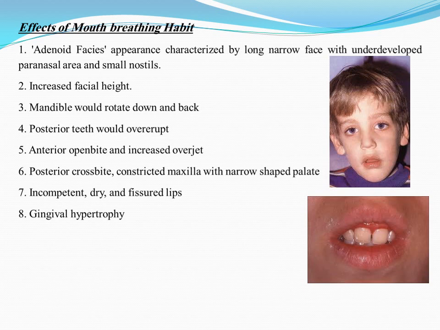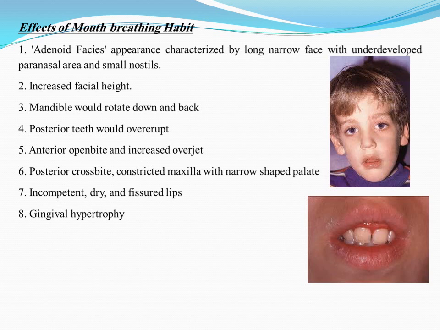The effects of mouth breathing habits. Number 1, adenoid facies. This appearance is characterized by a long narrow face with underdeveloped paranasal area and small nostrils. Number 2, increased facial height and long face. Number 3, the mandible would rotate downward and backward. Number 4, the posterior teeth would over-erupt. Number 5, anterior open bite and increased overjet.